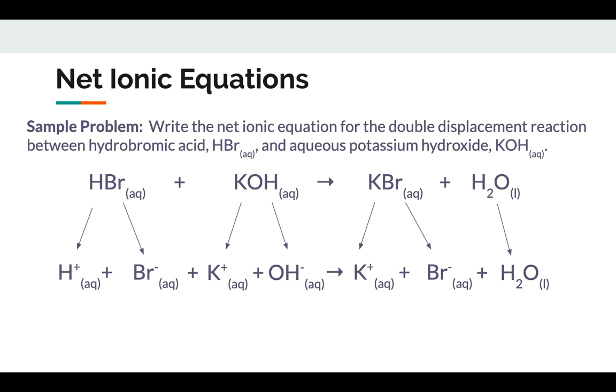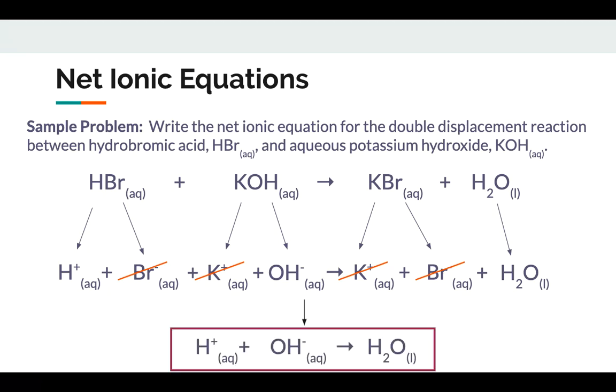And then if we cross off the things that are on both sides, bromide's on both sides, potassium's on both sides, so those are our spectator ions, and we get a net ionic equation of hydrogen ions combining with hydroxide ions to make water. That's actually what's happening in a neutralization reaction. The hydrogen ions from the acid are reacting with the hydroxide ions from the base to make water. And this will be your net ionic equation whenever you have a neutralization reaction.